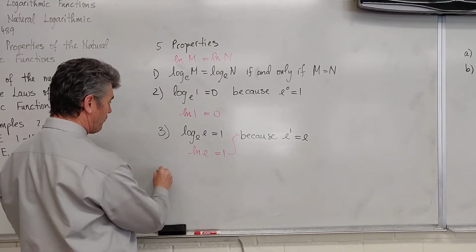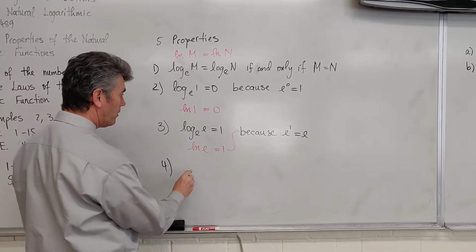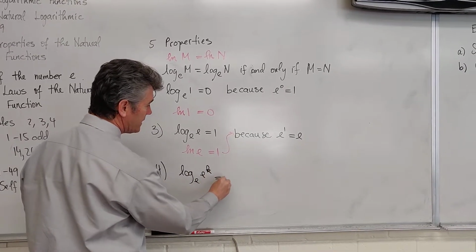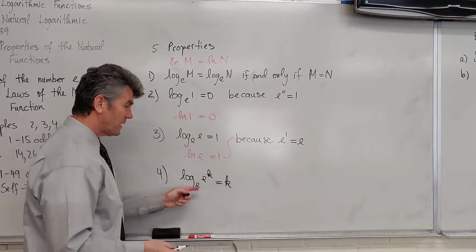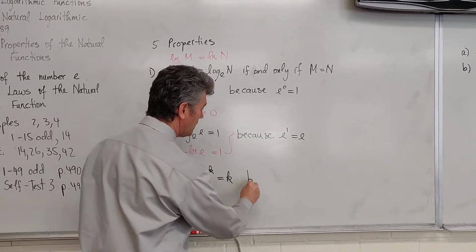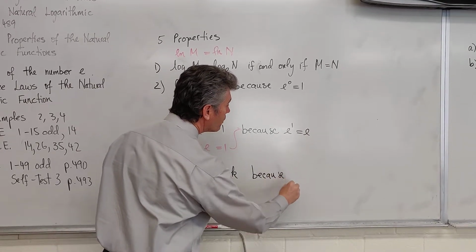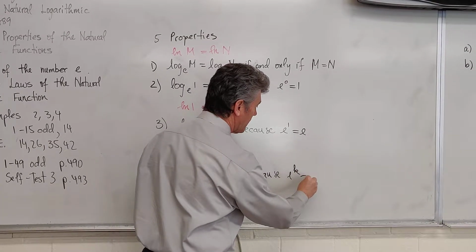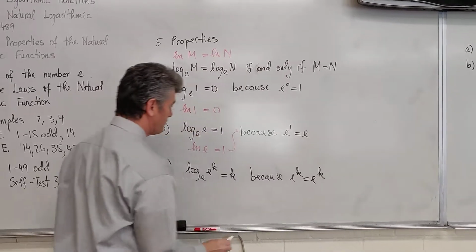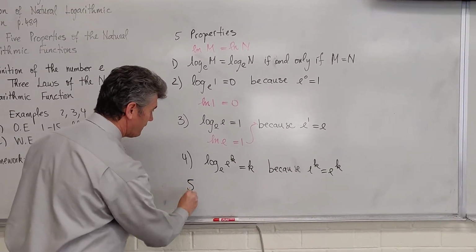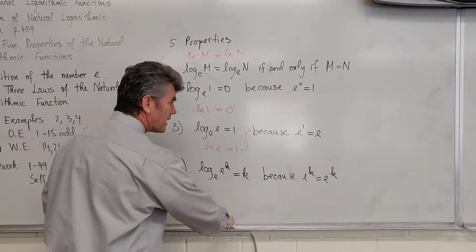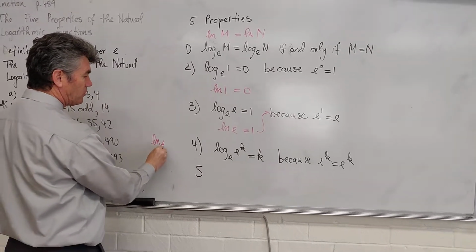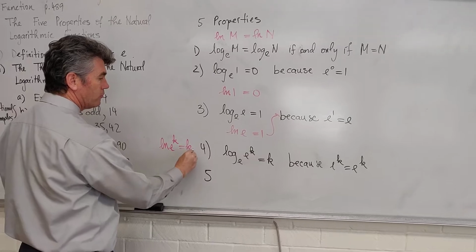Let's move on. Property number 4. Log base e of e raised to the k power is equal to k. Why is that so? Because e to the k is equal to e to the k. Or you need to raise e to the kth power to get e to the k. Finally, property number 5. Oh, I forgot, I'm sorry about this. Let's write this in shorthand. I'm going to write it right here. This is natural log of e to the k is equal to k.